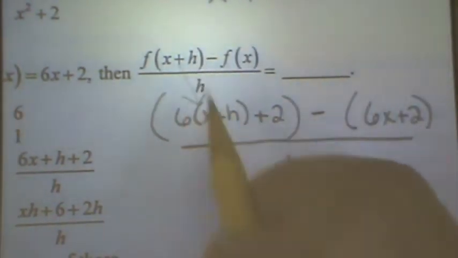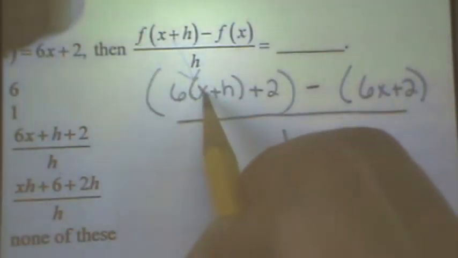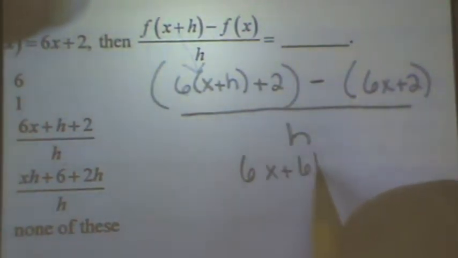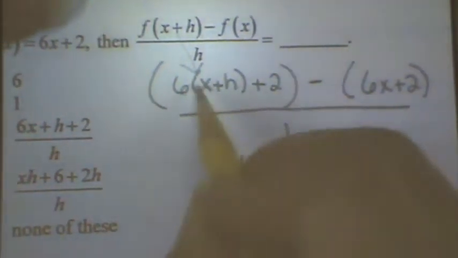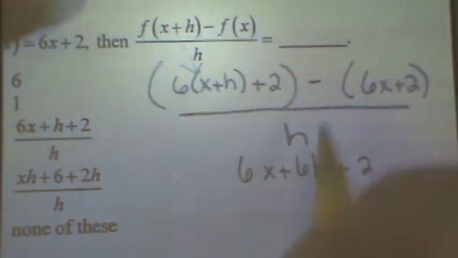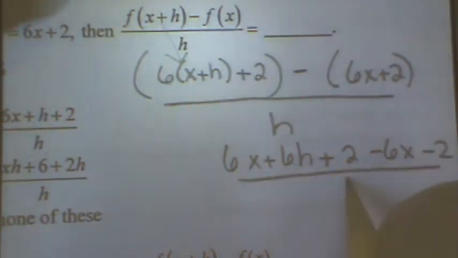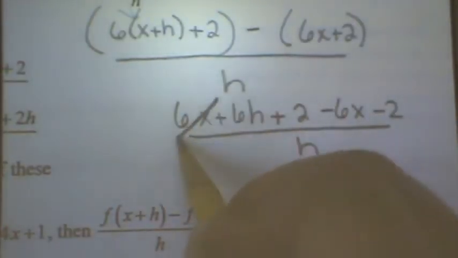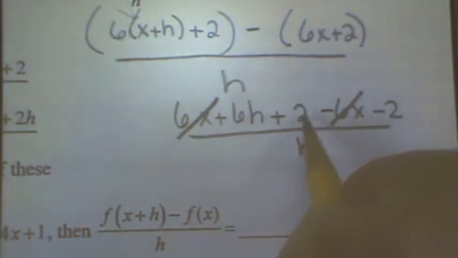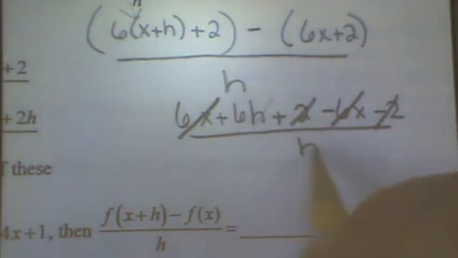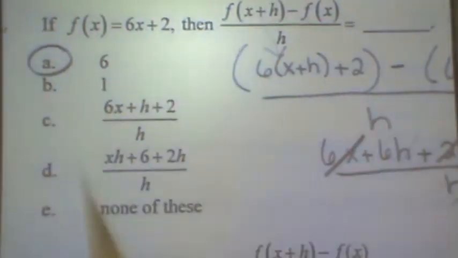So you end up with, distribute the 6x plus 6h plus 2. Now you're not distributing that 2, it's just plus 2, minus 6x minus 2, all over h. Now what cancels here are 6x minus 6x cancels, 2 minus 2 cancels, and you have 6h over h, the h's cancel, and you end up with just plain old 6.